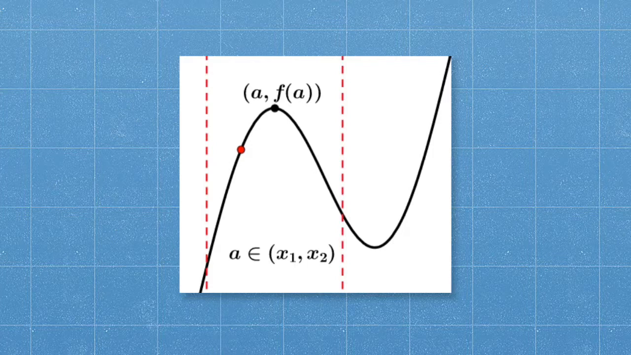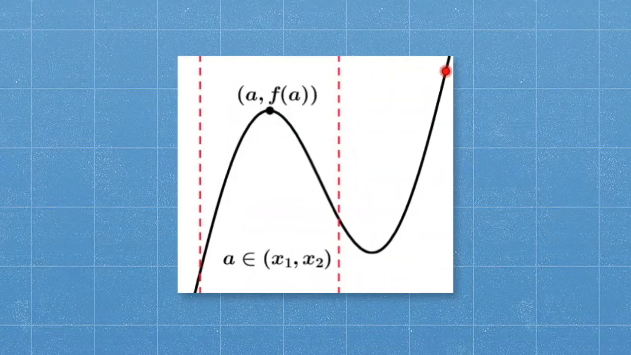Visually, we can see that the point a, f of a, is higher than any other point in the indicated interval. However, it is not necessarily the highest point on the graph. If we were to pick a point outside the interval indicated, it's okay for that point to be greater, so long as in the given interval, a is the maximum point.